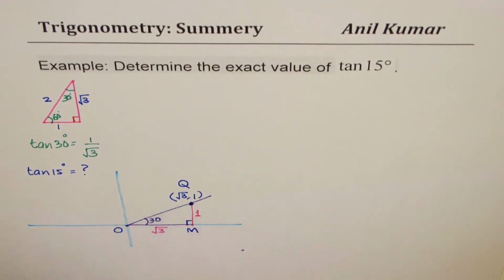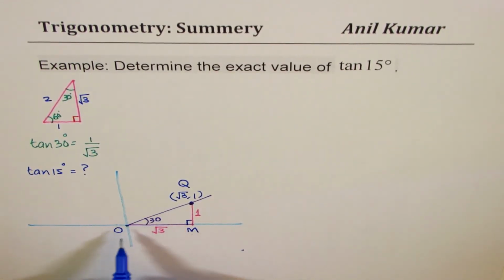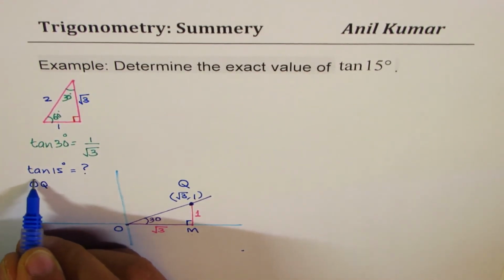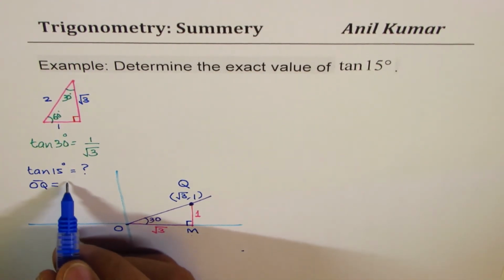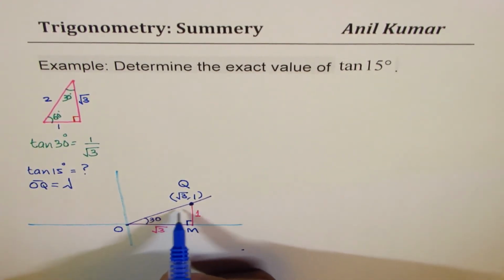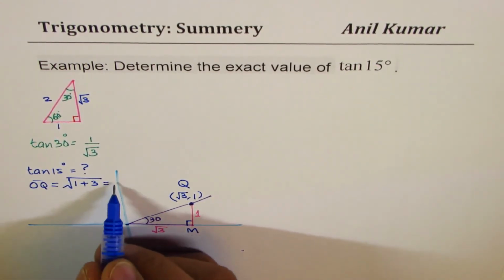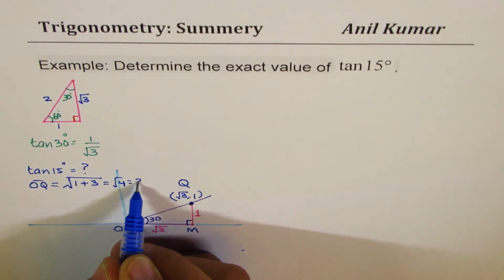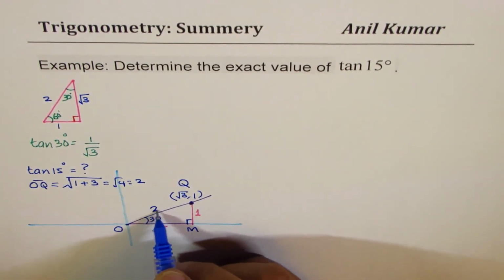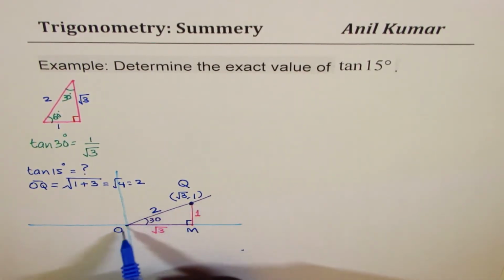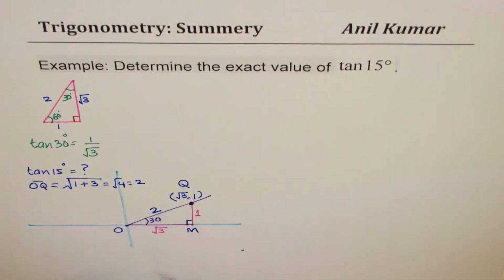What is OQ equal to? Okay, let's find what OQ is. So we say OQ is equal to the square root of, it's the longer side, the hypotenuse, 1 square plus square root 3 square, which is 3, and that is the square root of 4, which is 2. So OQ is actually 2 units long. Correct. So we get OQ as 2 units.